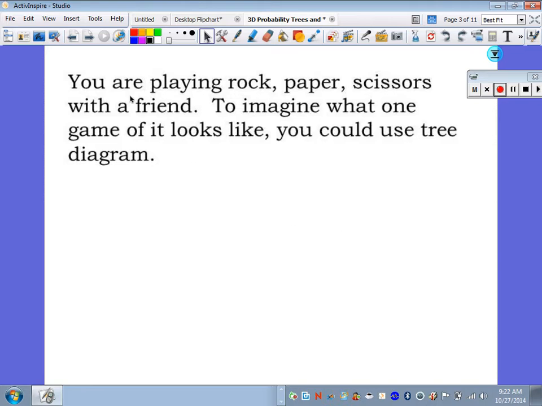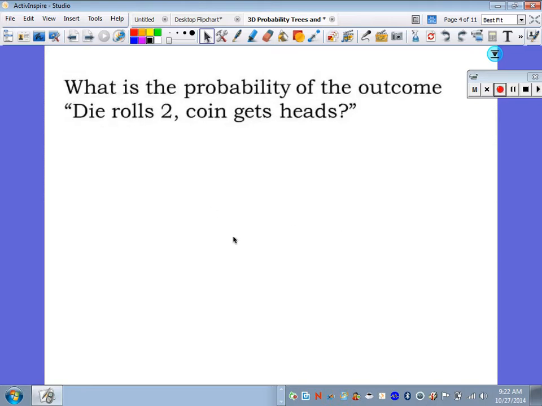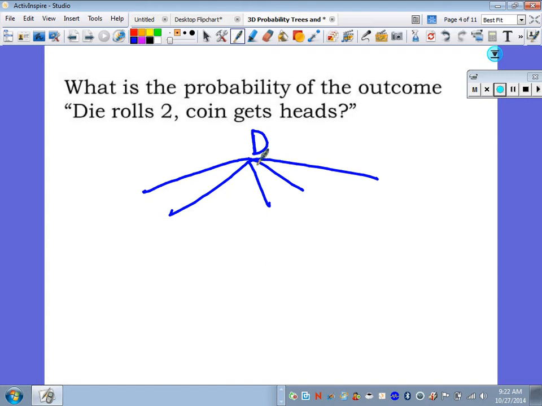Okay, so going to the next slide, what's the probability of the outcome if a die rolls 2 and a coin gets heads? Now, you know a die has 6 sides and a coin has 2. So I think I'm going to go vertically again just because of the amount of room I have. And so what I did is I started with D, which is my die, and I know that it has 6 sides. So 1, 2, 3, 4, 5, and let's throw another one in here, 6.